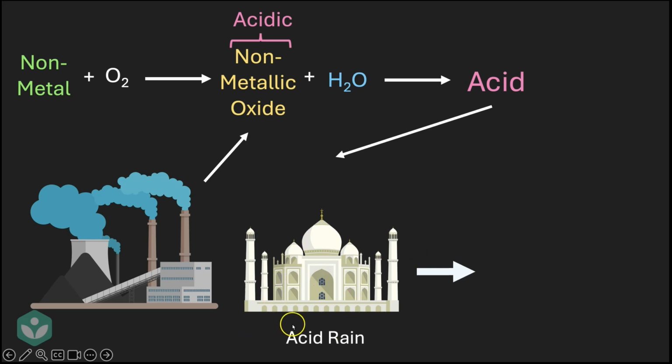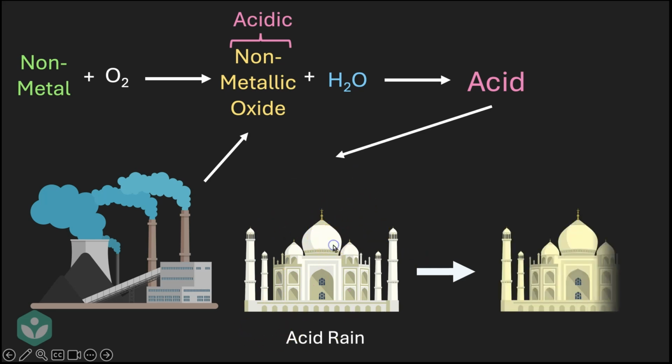This acid rain is the cause of corrosion of the Taj Mahal, and when the Taj Mahal gets corroded, it slowly gets discolored. Okay, so that's the entire process by which air pollution causes the discoloration of the Taj Mahal.